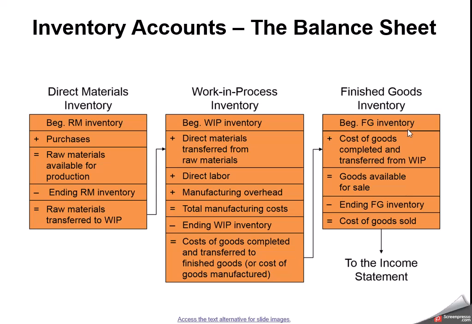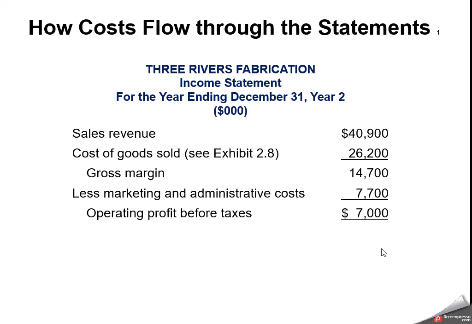So we'd have a beginning finished goods inventory. We'd add in all of those goods that were completed and transferred out of work in process. In my example, that's all the product that got moved over to the shipping deck where we're going to box it up and send it. Those are our goods available for sale. Then if we didn't send them right away and they still sat there on the shipping deck, we subtract out that ending finished goods inventory, and that would be our cost of goods sold. That cost of goods sold ends up on our income statement. And then again, here's an example of that income statement.